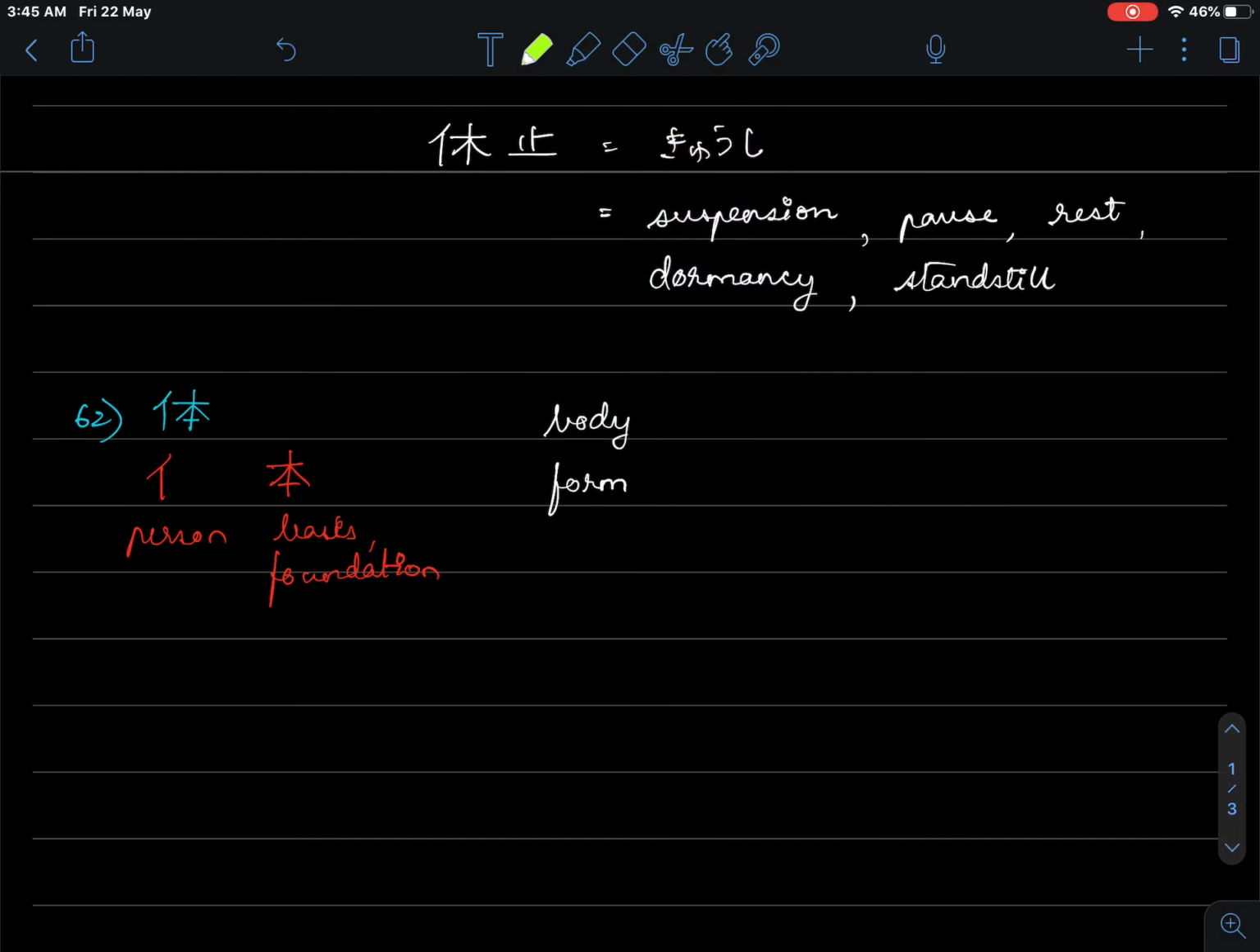Now let's have a look at the onyomi and kunyomi. The kunyomi is fairly simple. It is karada. Okay, and the onyomi is tai or tei. Okay, tai or tei.